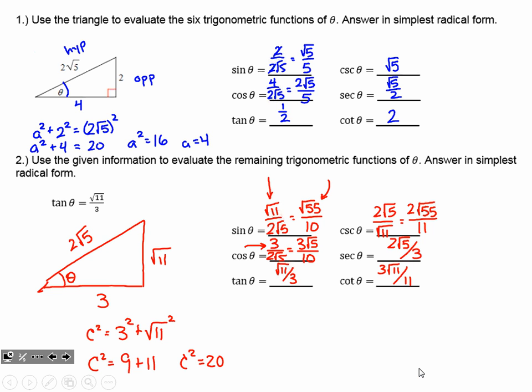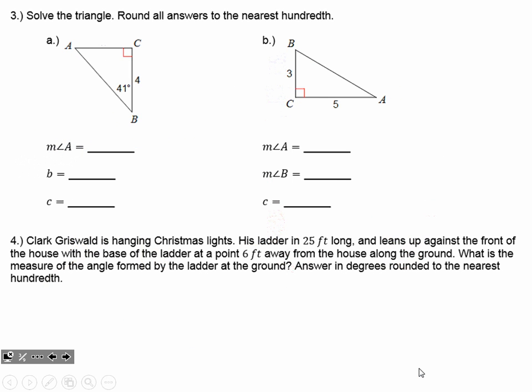And aside from the cosecant, secant, and cotangent, this could be found on any geometry test that you probably have taken last year, or a geometry test in any regular geometry class anywhere in the country, probably. So nice review. Likewise with number 3, solve the triangle, round all answers to the nearest hundredth.